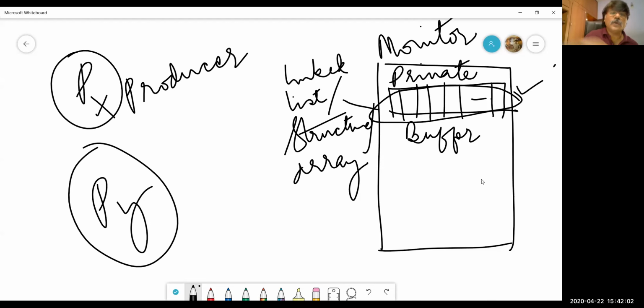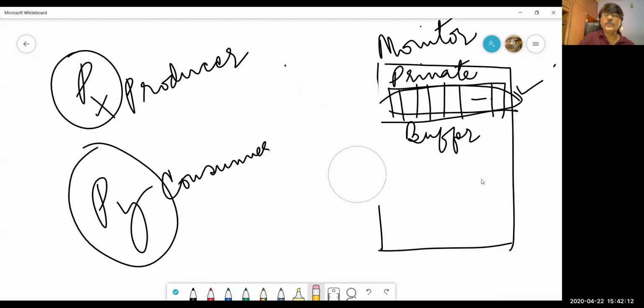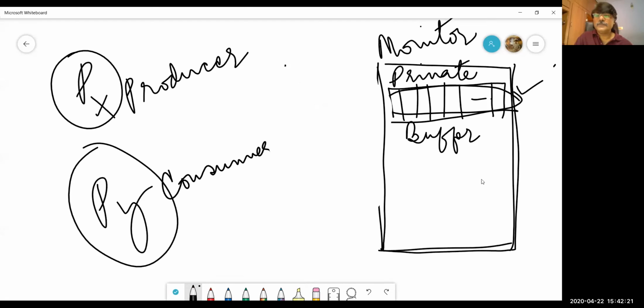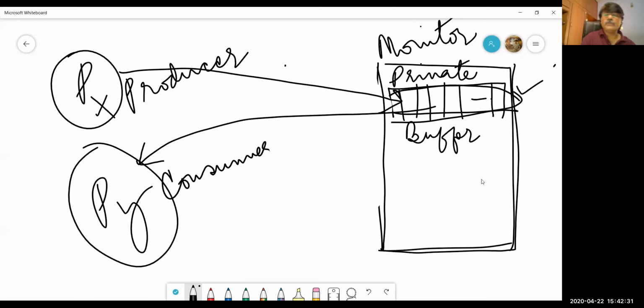So suppose we are not allowing the producer or consumer to access the buffer, then how should the producer put the information in the buffer and how should the consumer get the information from the buffer? See, what happens here is, since this buffer is private to the monitor, the monitor will not allow the producer to directly put the information in the buffer or the consumer to remove the information from the buffer directly, because the buffer is private and cannot be used by an outside process.